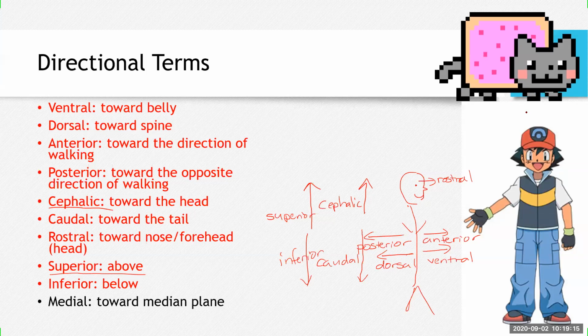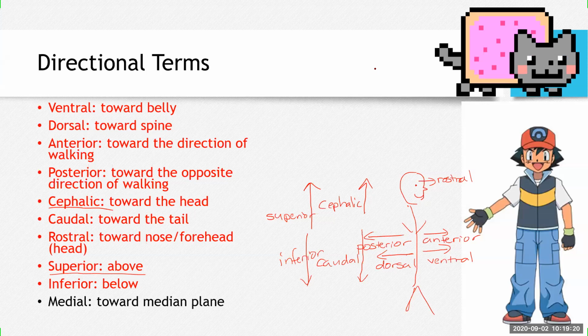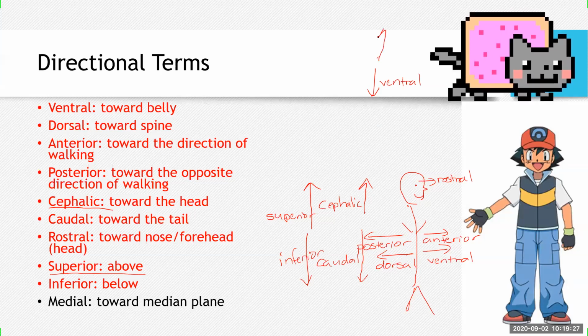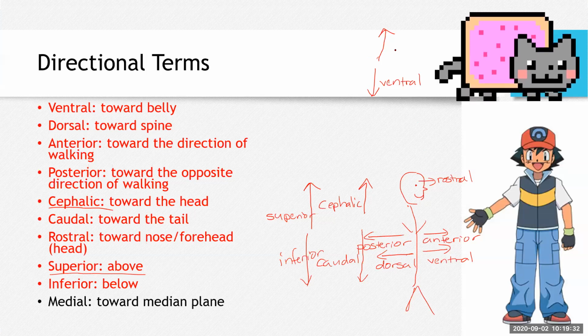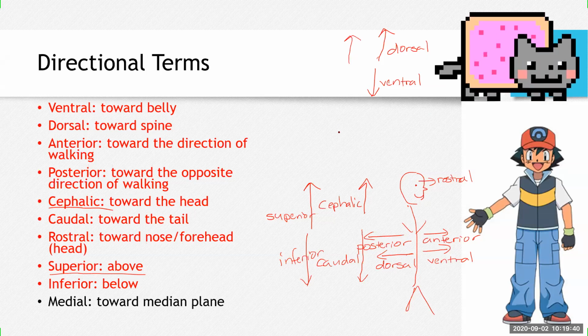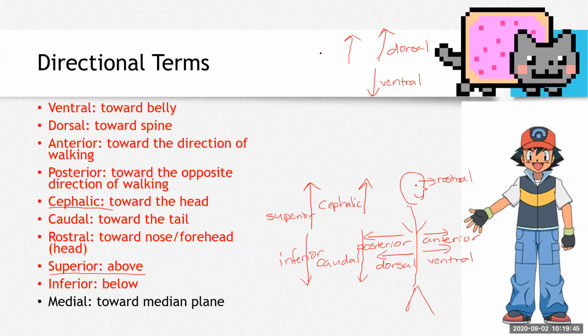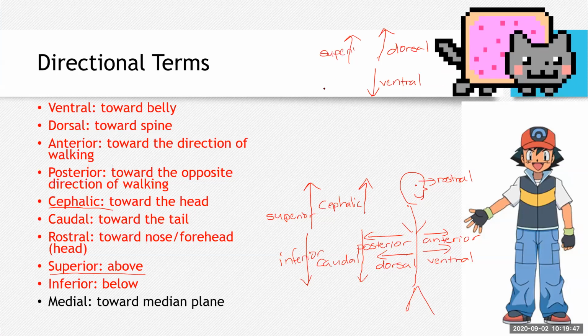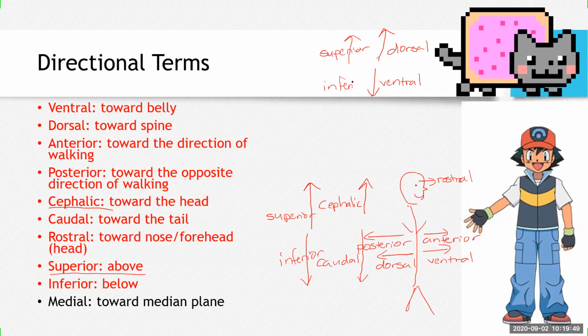If we're talking about a four-legged animal, what does ventral mean? Towards the belly, right? So over here, ventral will be in this direction, where their belly is. When we talk about towards their spine or backside, this is going to be their dorsal. But what was that other term when we say going towards the top? Yeah, it's going to be superior, and this is going to be inferior down here.